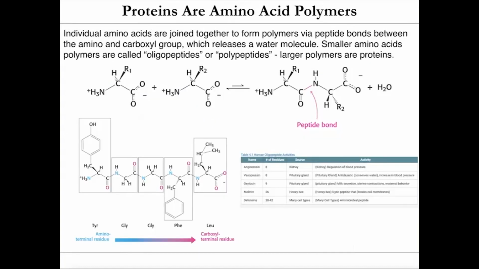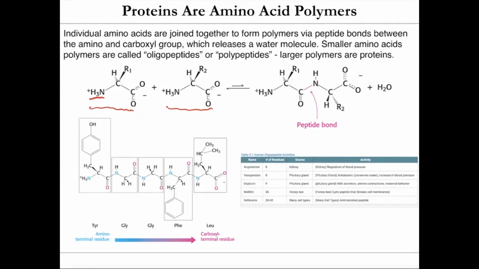So we'll start out talking about proteins, because proteins are arguably the most important biomolecule in biochemistry, or they do so many different things in your body and in biological organisms in general. So proteins are amino acid polymers. So you have these individual amino acids here, which we talked about last time.